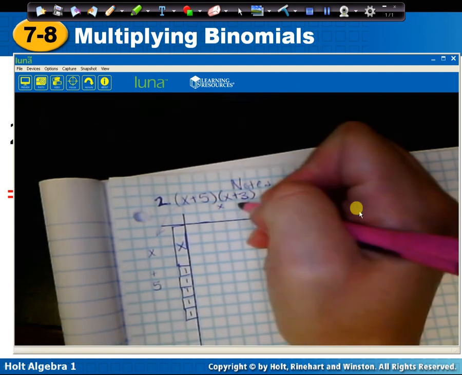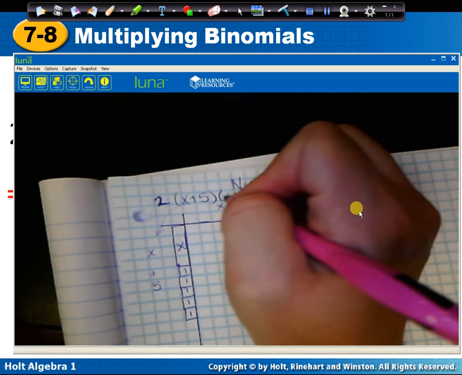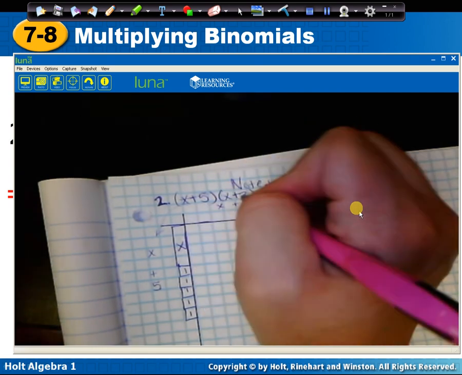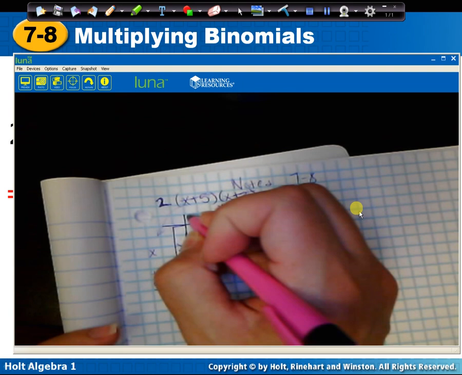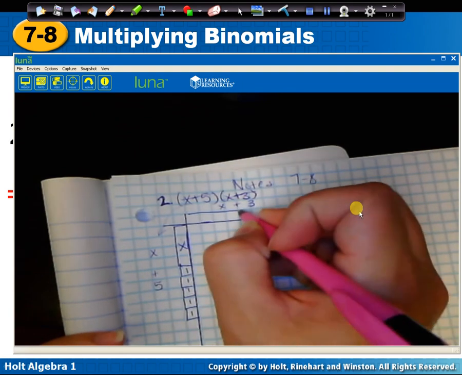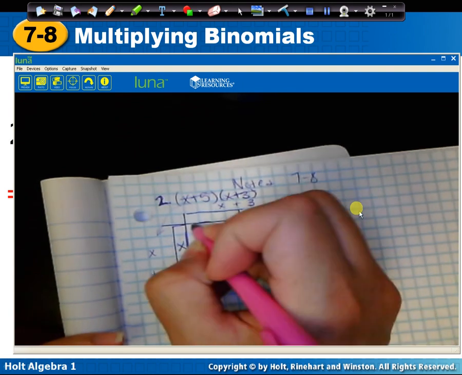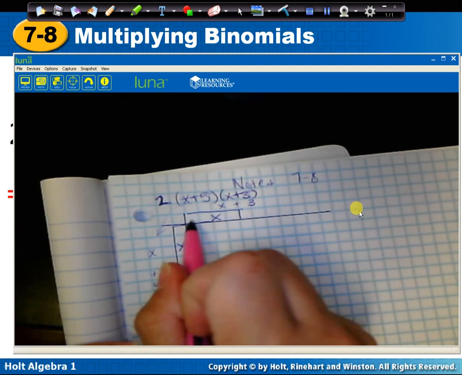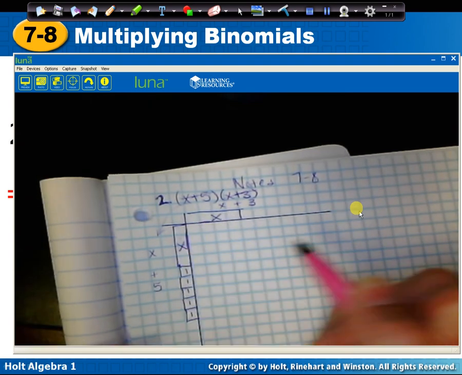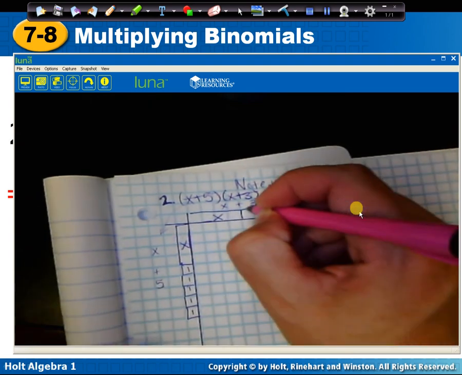Now on this side, I'm going to have x plus 3, which is the other part of my problem. So I've used that and I've used that now. I'm good. And I'm going to say x. I'm using 4 bars of my graph paper for x. That's going to be about right. You should be using about the same.